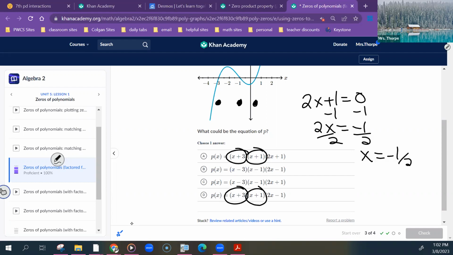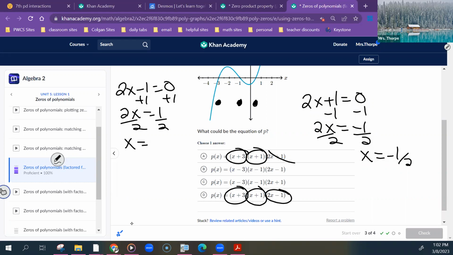Is A our answer? Maybe? Is this -1/2? No. So not that one, so it would have to be this one. If you wanted to do the work and double check it, you could do it, but because we eliminated our options, it should be that one. Because we would have to add one to both sides, and we'd end up with a positive. So it should be.